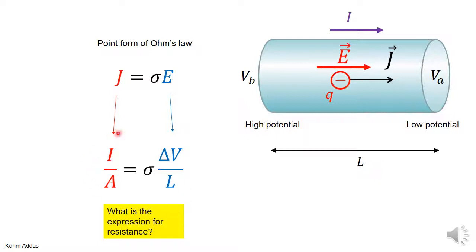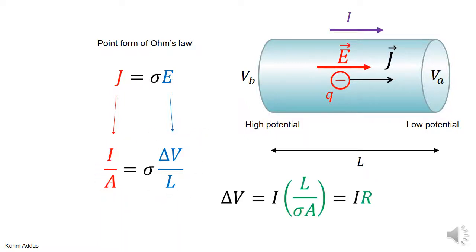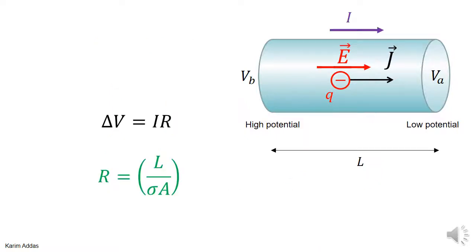So if you look at this equation, can you fish out what the resistance is of the wire? If you write delta V as I times something, then this something turns out to be the length divided by sigma times the area. And so the resistance of the wire is the length over the sigma, the conductivity, times the area. So this is the form of Ohm's law that you know about, and this is the way we can prove what the resistance is.